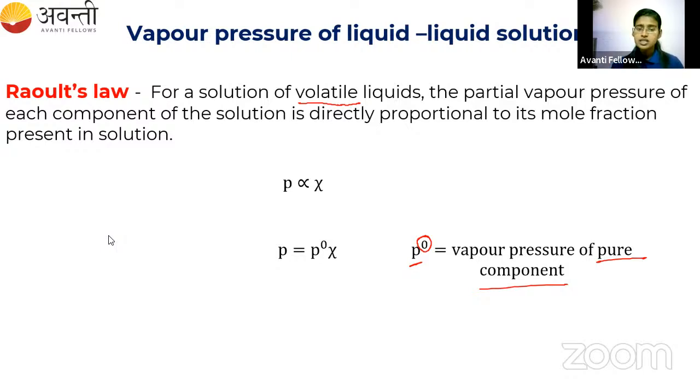So what is P then? P naught is the vapor pressure of the pure component. P is the vapor pressure of the entire solution. Okay, so you will understand this clearly in the next slide. From this slide, you are taking the definition for Raoult's law and the expression for Raoult's law. I hope these two things are clear from this slide. Shall I move on to the next?